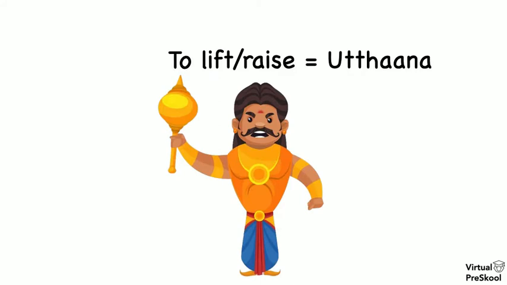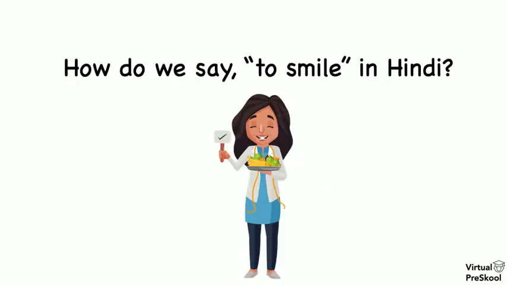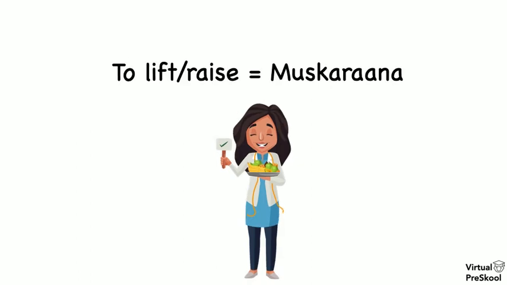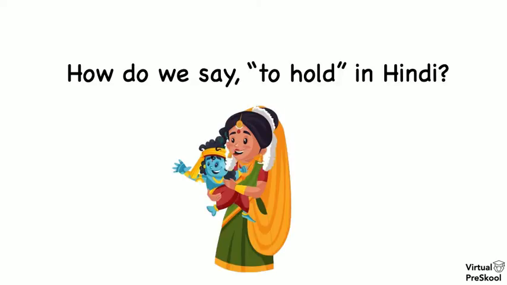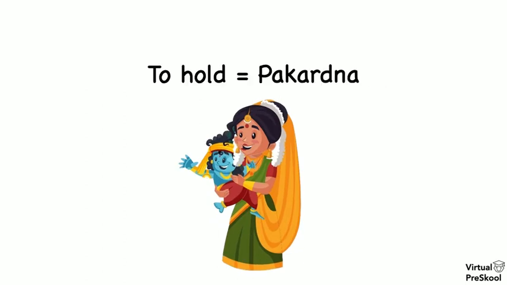We say uthana. And this is another tricky H word. So listen again. I'm not saying utana, I'm saying uthana. Do you hear me enunciating that H? All right, next one. How do we say to smile in Hindi? To smile is muskurana. How do we say to hold in Hindi? To hold is pakadna. Pakadna is to hold.